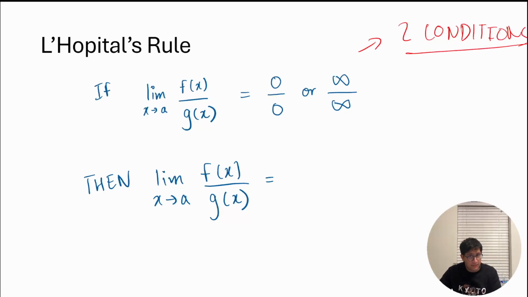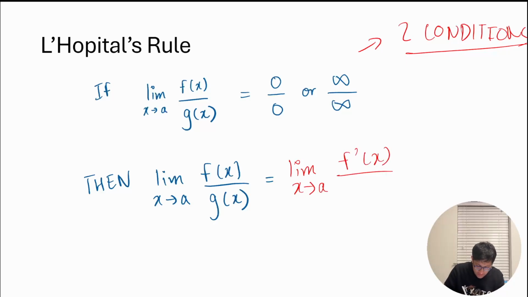Where you can apply L'Hopital's rule. Okay? So if you're trying to find the limit of a function as x tends to a, and f of x over g of x ends up being 0 over 0 or infinity over infinity, then you can use L'Hopital's rule, which just says the limit of f of x over g of x is nothing but the differential of f(x) over the differential of g(x).